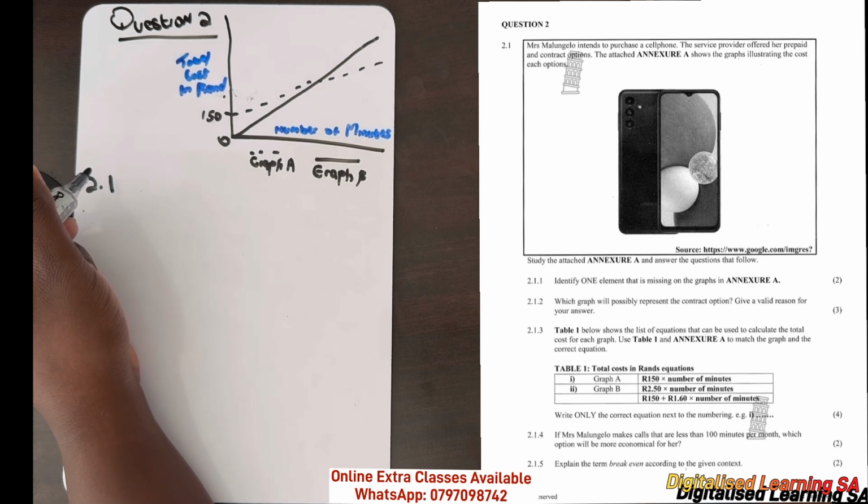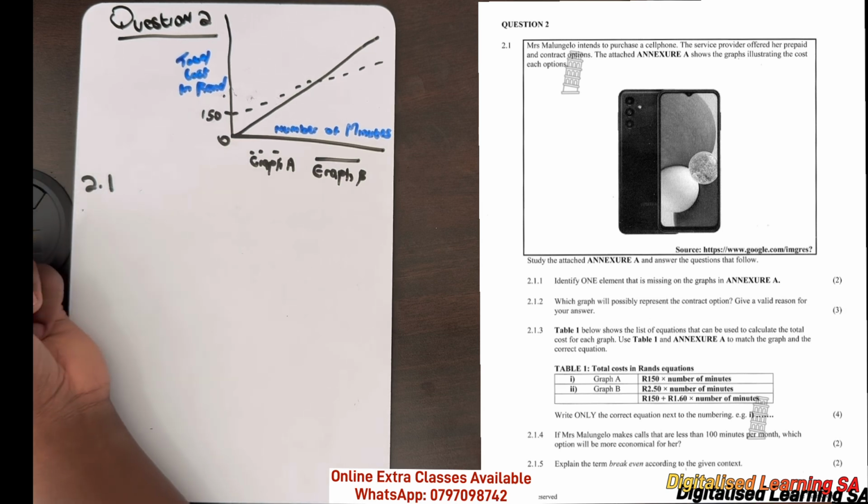So we are told that Mrs. Malungelo intends to purchase a cell phone. The service provider offered her prepaid and contract options. The attached annexure A shows the graphs illustrating the cost of each option. Okay, and we do have a cell phone picture there, and I will also attach annexure A so that you can be able to see what's happening.